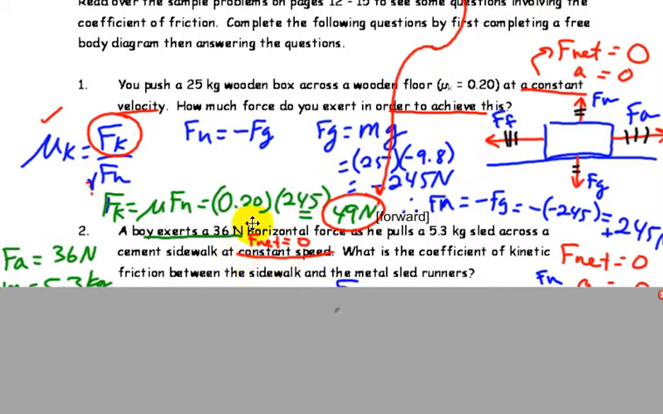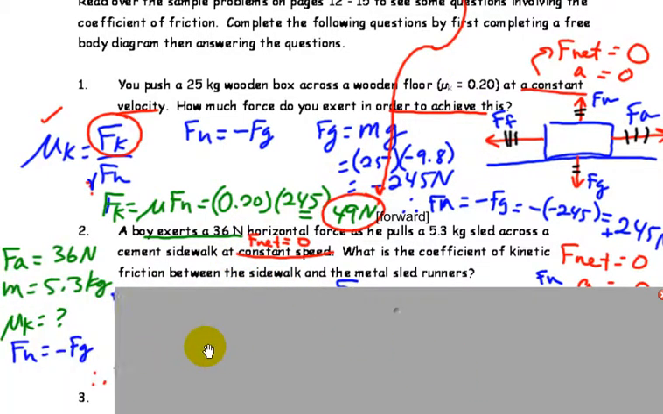So we know the applied force. If we look over here, we know the applied force. We know the mass of the sled. We don't know what mu k is. And we know that normal force is equal and opposite to gravity force. And we also know that Fa is equal to the opposite of Ff. So two key things there.